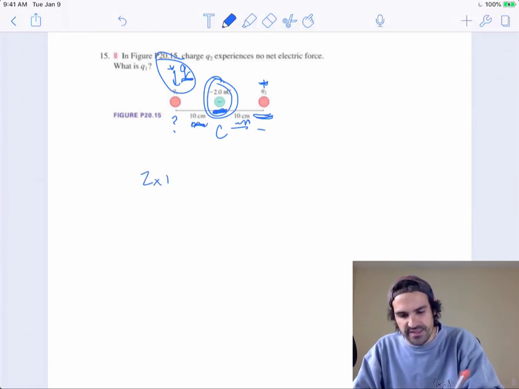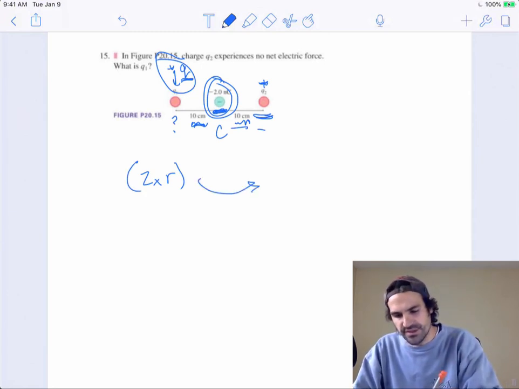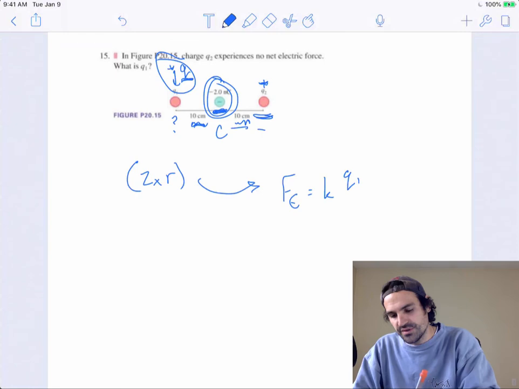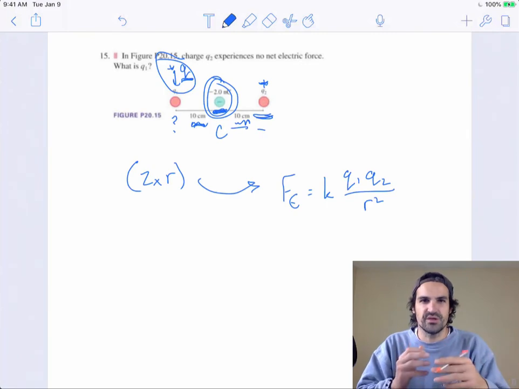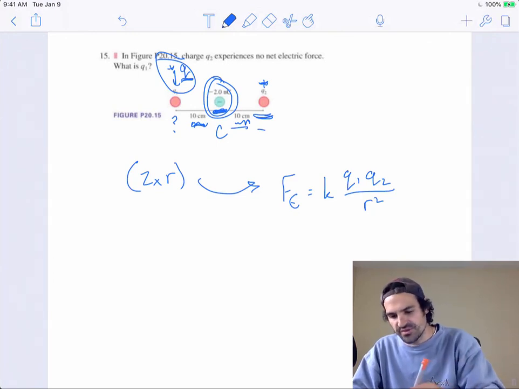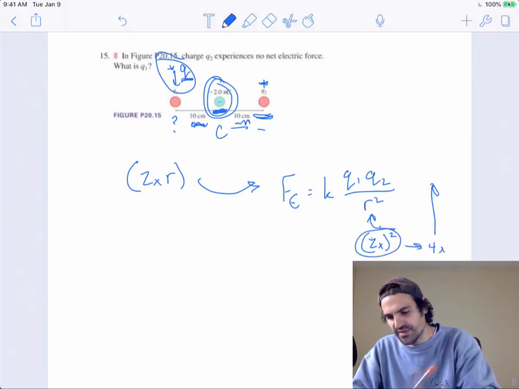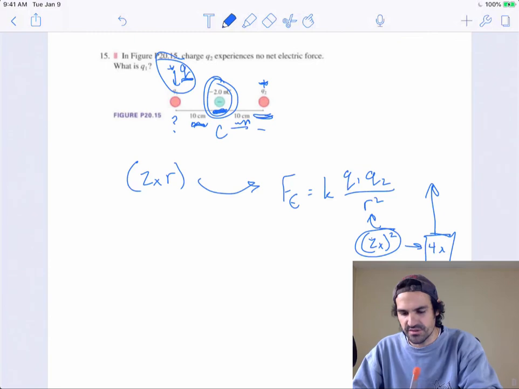Well, 2 times the radius, if we look at our electrostatic, our Coulomb's law equation, Q1, Q2 over R squared, we know that the two forces are going to be equal. The force of C on 2 and the force of 1 on 2 are going to be equal in magnitude, which means if the radius is getting doubled, keep in mind that gets squared, that means that we're increasing the denominator by a magnitude of 4 times, which means we're going to have to increase the numerator of a magnitude by 4 times.